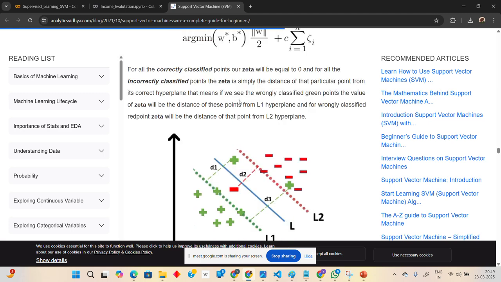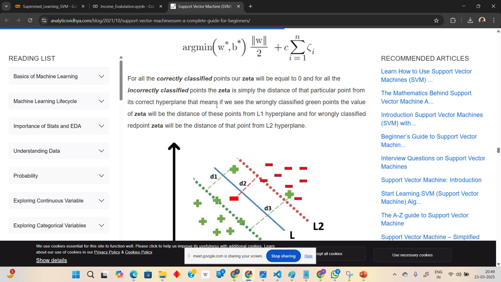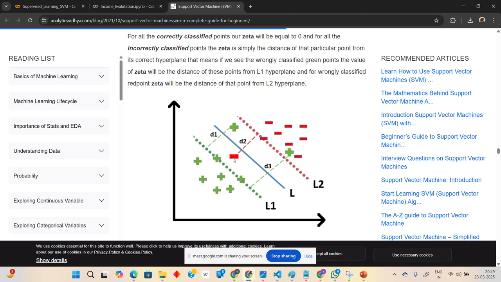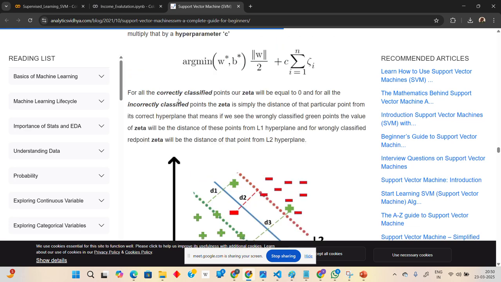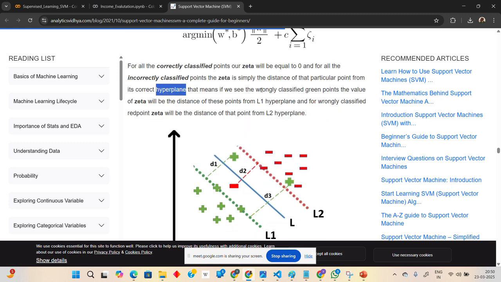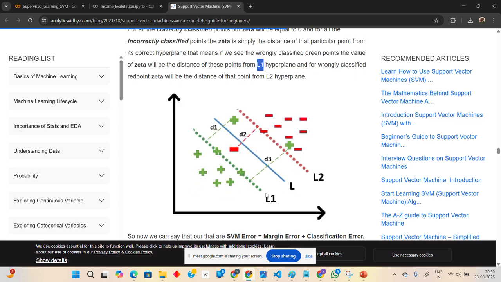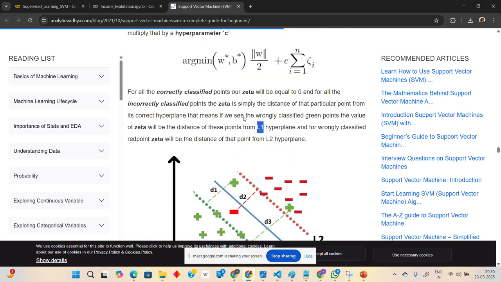So this hyperparameter value defines that, see here, if any point is misclassified, these plus buttons, minus button, it lies in between this hyperplane and this separable line, right? If you read this one, you will understand. For all correctly classified points, our zeta will be equal to 0. For all incorrectly classified points, zeta is simply the distance of that particular point from the correct hyperplane. That means for the wrongly classified points, the value of zeta will be the distance between the L1 hyperplane. This is L1, this is L2. Please go through this. You will easily understand.